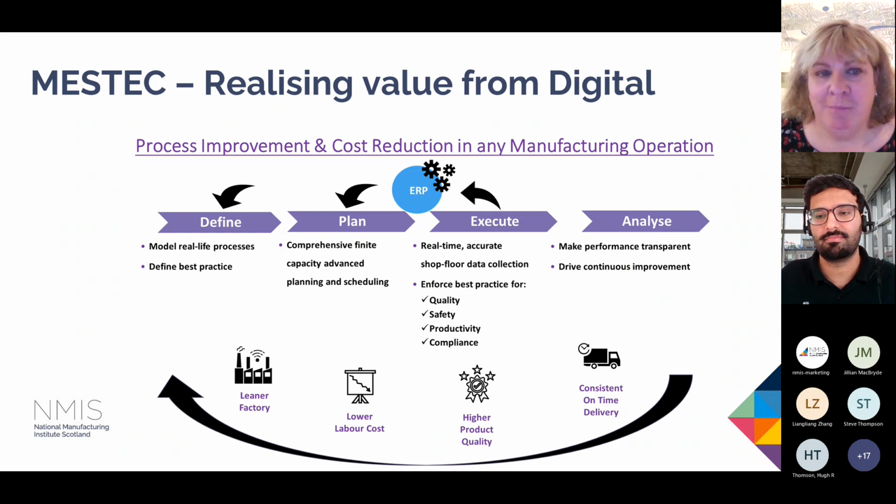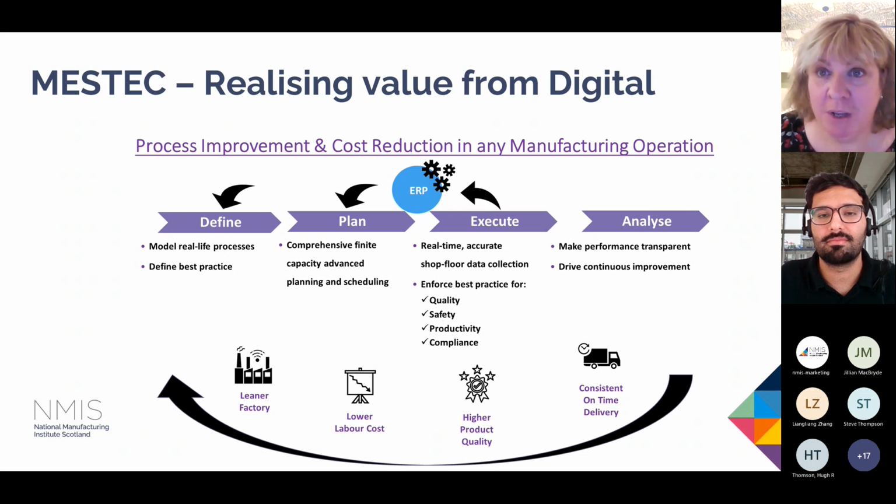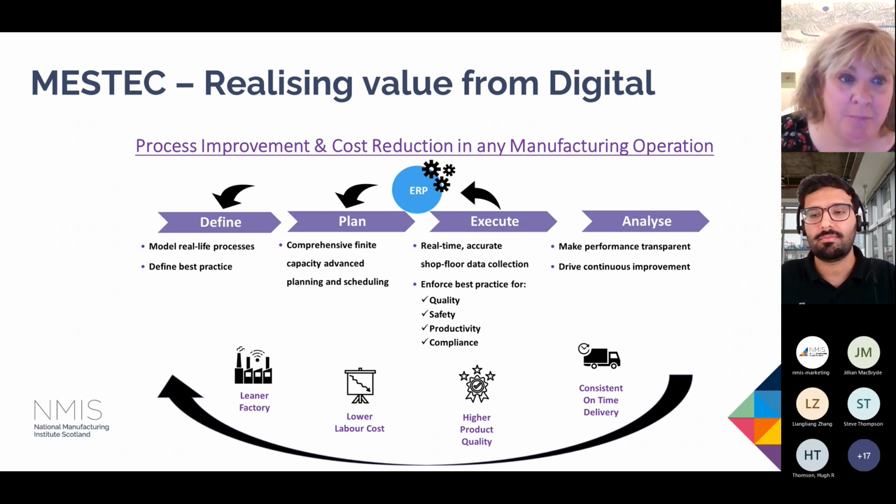So when we look at the environment of tomorrow, I guess for us, MESTEC, our mission is enabling and inspiring the manufacturing environment of tomorrow. But what does that look like, and how will I know when I get there? They're good points to raise, and it gives us an opportunity to take what's in our heads and put it down on paper.